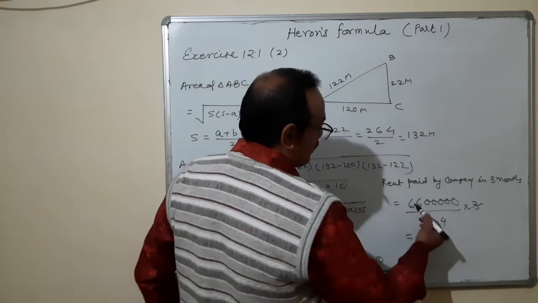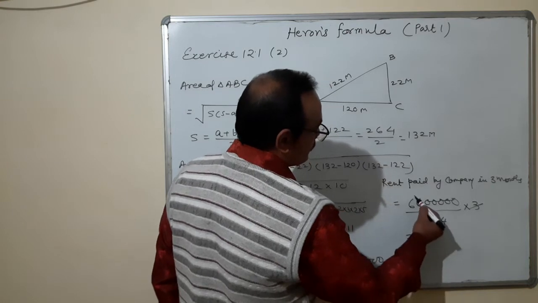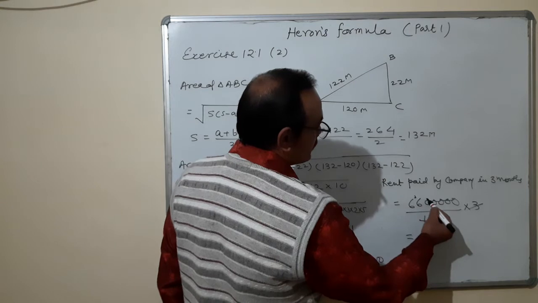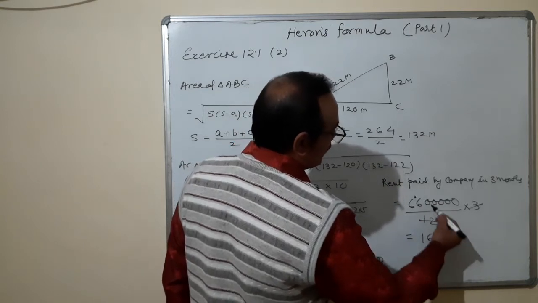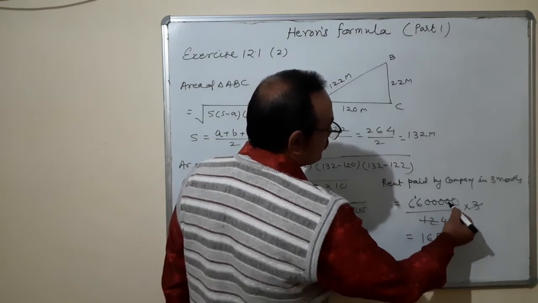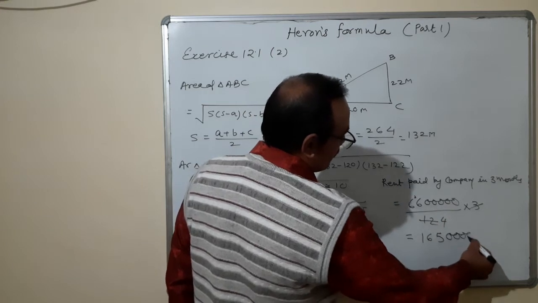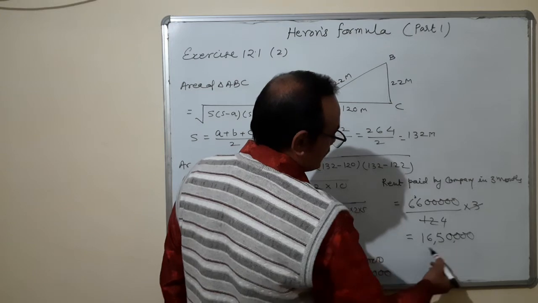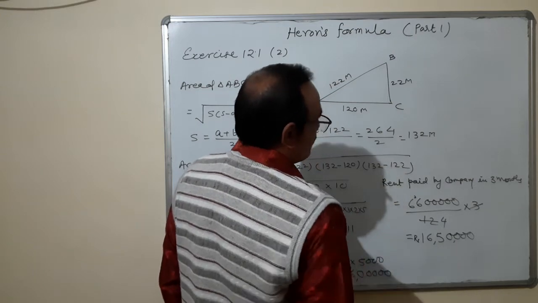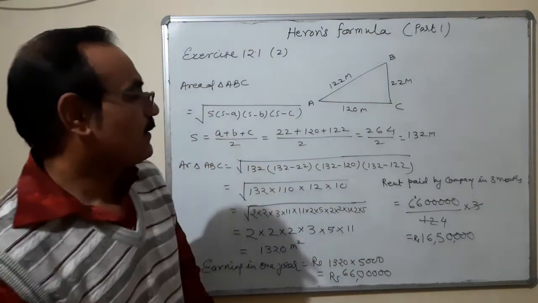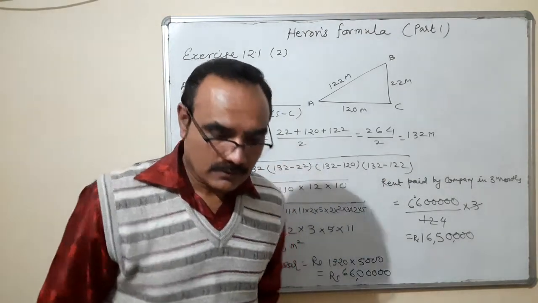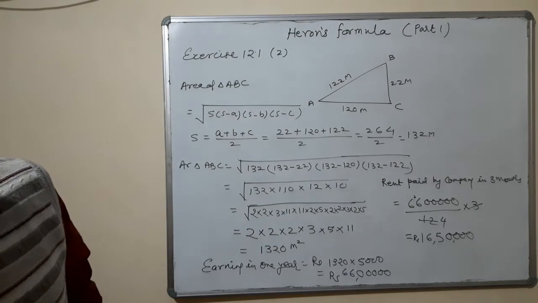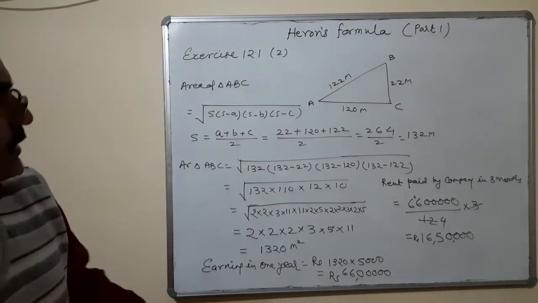What is the answer? 4 1s are 4, 4 5s are 20, 4 6s are 24, 4 5s are 20, and so on. So that is coming 16 lakh 50,000. The company has to pay this as advertisement charge for 3 months. So this is question number 2.